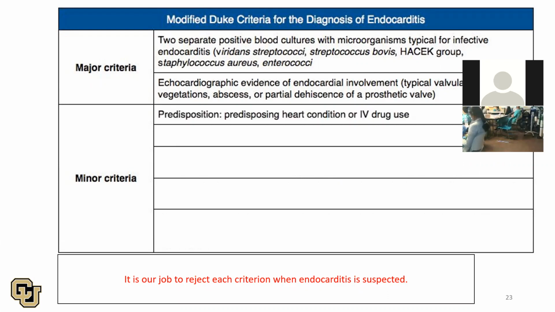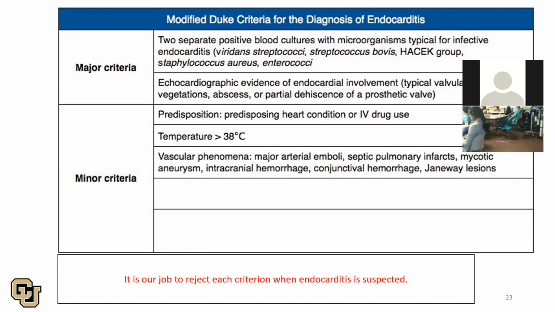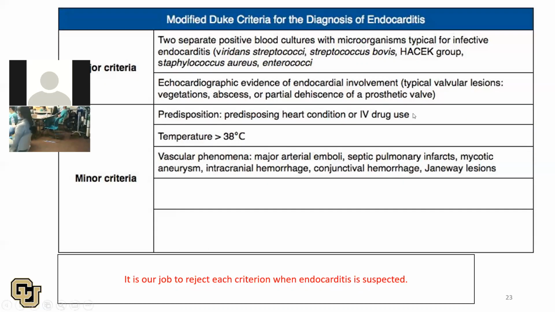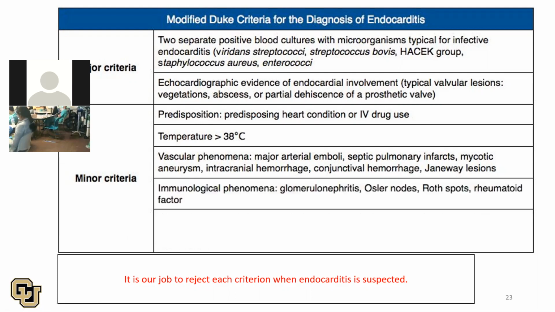Next is, does she have a predisposing condition, heart condition or IV drug use? Yes, she does. Was her temperature greater than 38? Yes, it was. We know that she had fevers. Does she have any vascular phenomenon? Not that we know of yet. We haven't done a very thorough investigation, but she doesn't have any neuro findings. She didn't have any skin lesions. Her kidney function was normal, and she doesn't have any pleurisy, which rules out a lot of these small embolic infarcts. Does she have any immunologic phenomenon?